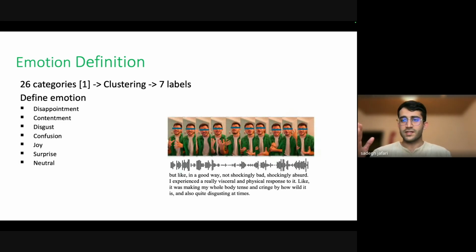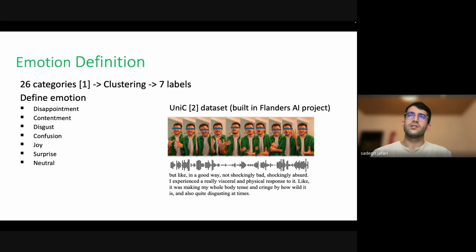And this is one of the examples in our dataset. The dataset is unique, built in the Flanders AI project, in our project. This is a multimodal dataset with different emotion labels in different modalities like text, audio, and video, and also silent video, with 4 different emotion values.